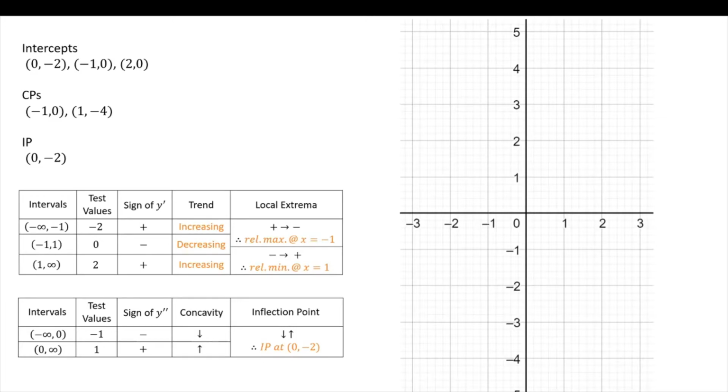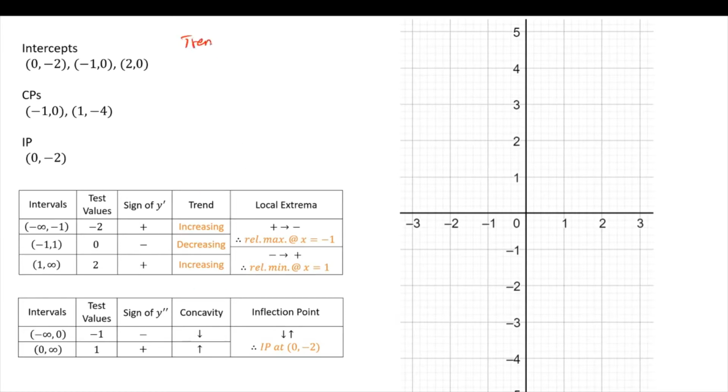So before we sketch the graph, let us look at how a curve behaves if we combine the concept of monotonic functions and concavity. For monotonic functions, you have two types, increasing and decreasing. For concavity, we also have two types, concave upward and concave downward. So let's look at the pattern that a curve follows if we combine these two concepts.